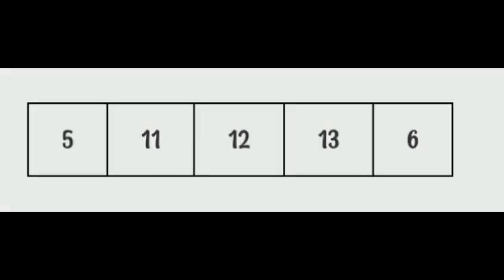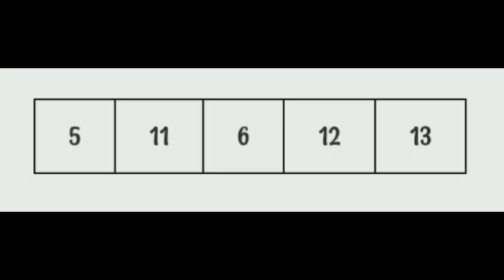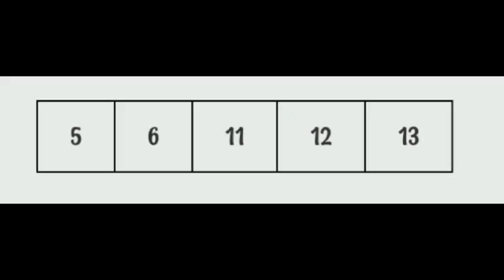Moving to the next two elements, 13 and 6. Clearly they are not sorted, thus perform a swap between both. Now 6 is smaller than 12, hence swap again. Here also swapping makes 11 and 6 unsorted, hence swap again. Finally the array is completely sorted.